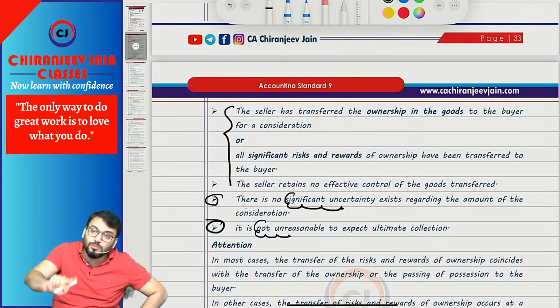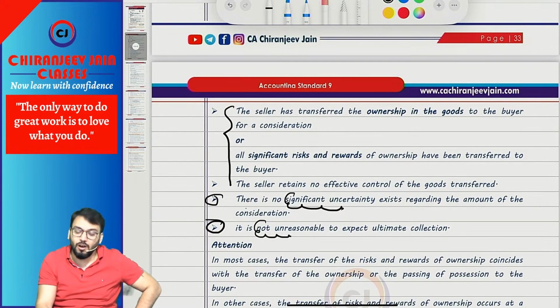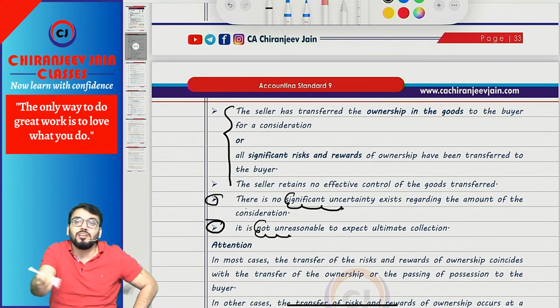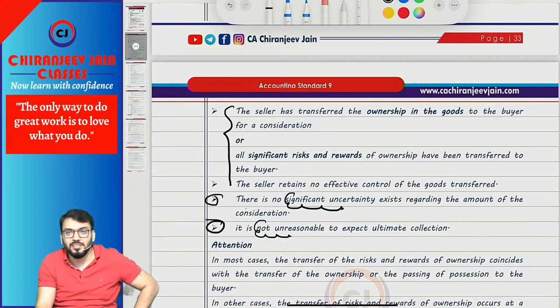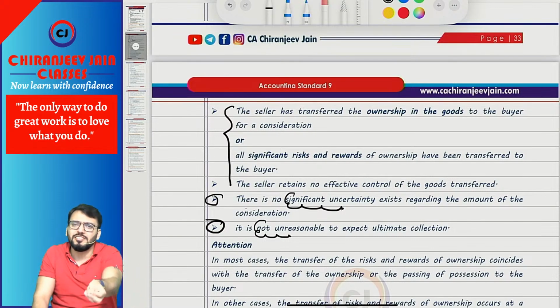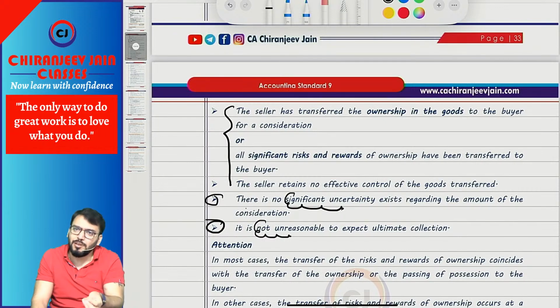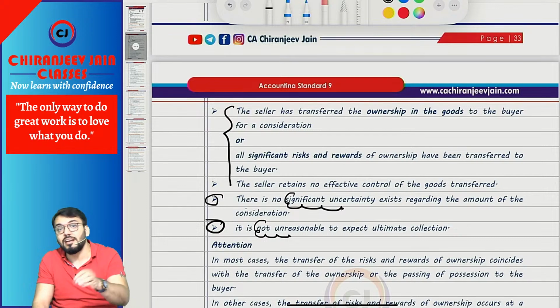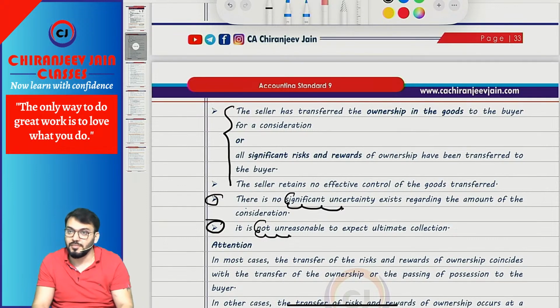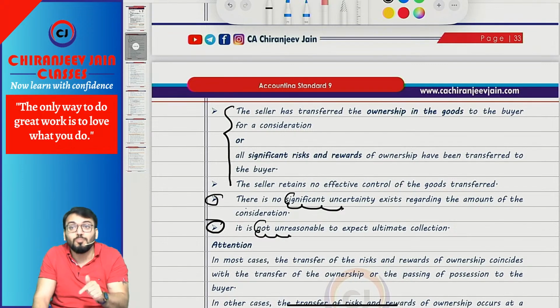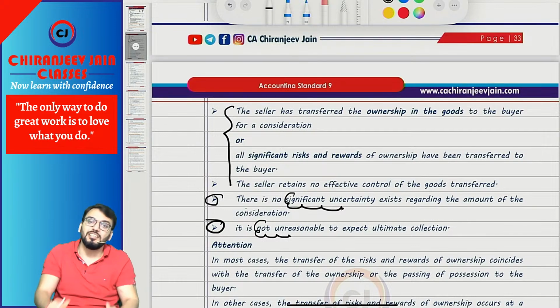So ownership in goods has been transferred, or significant risk and reward incidental to ownership has been transferred to the buyer. Can you say with ownership always risk and reward is transferred? Normally when I am saying ownership is transferred, it means risk and reward has been transferred. But sometimes risk and reward has been transferred without ownership. So in that case, which is the more powerful word? What is the more powerful condition? Risk and reward. Because with ownership, always risk and reward has been transferred.